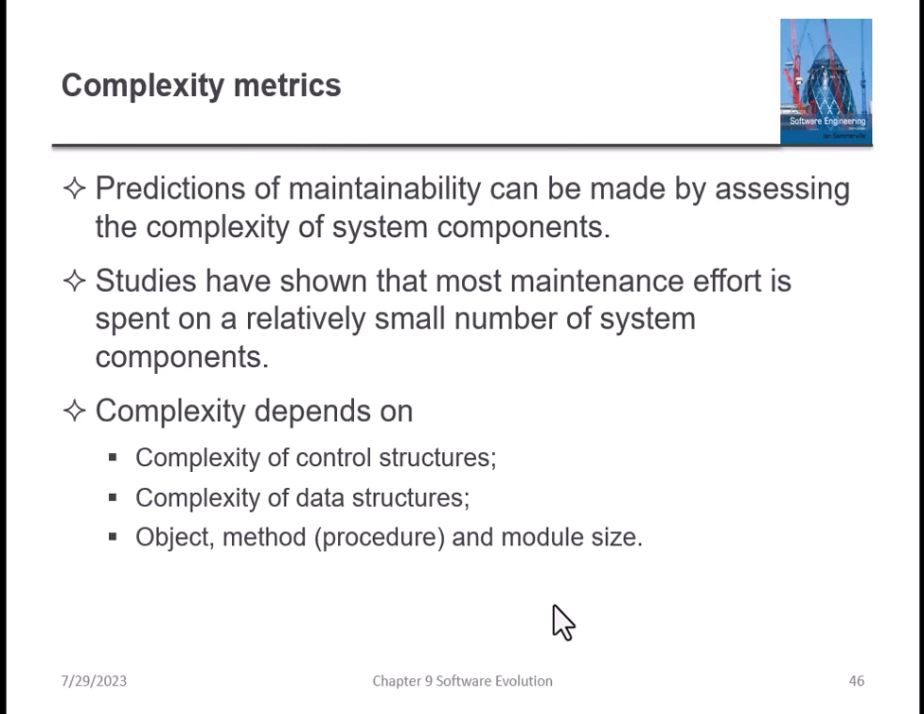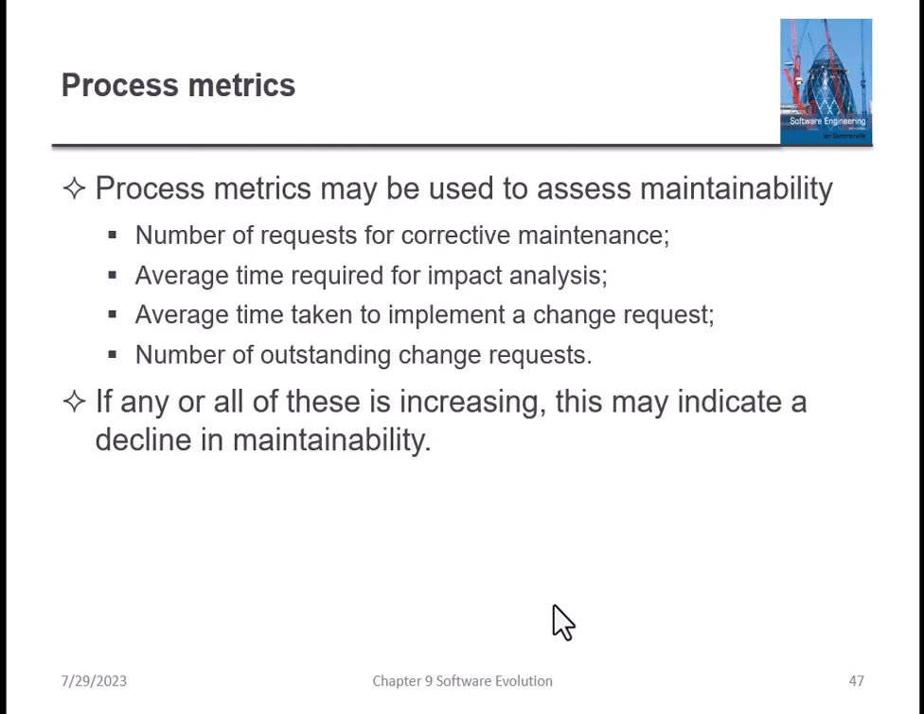Complexity of the system depends on the complexity of the control structures, the complexity of the data structures, objects, methods, and module size. Process metrics. Process metrics may be used to assess maintainability. They include the number of requests for corrective maintenance, average time required for impact analysis, average time taken to implement a change request, and the number of outstanding change requests. If any or all of these are increasing, this may indicate a decline in maintainability.